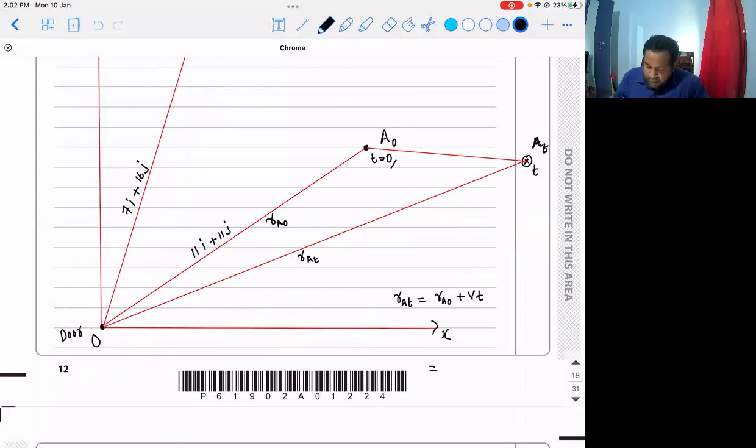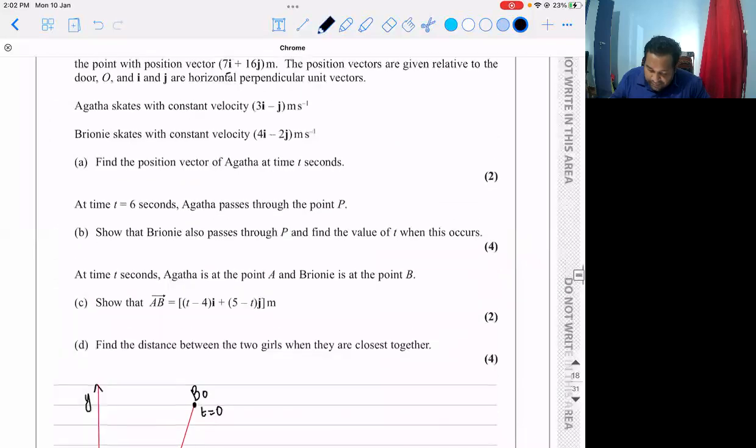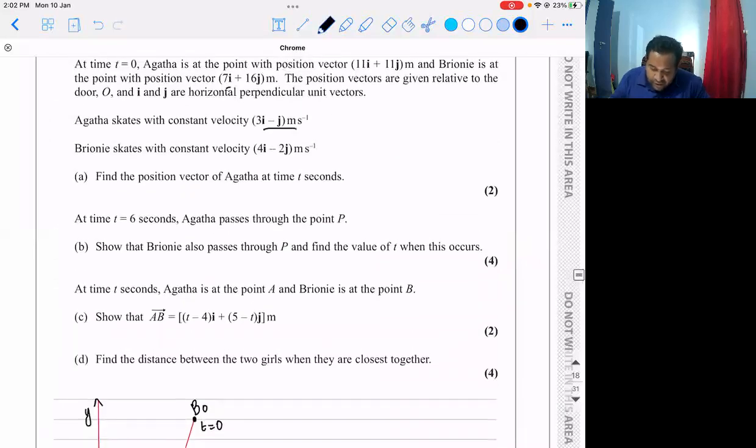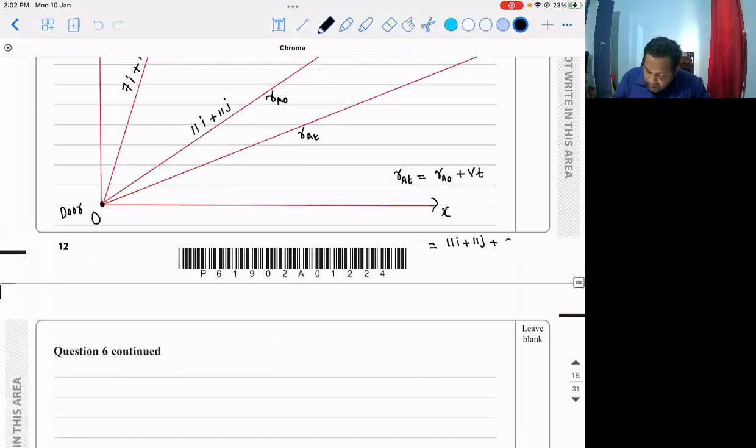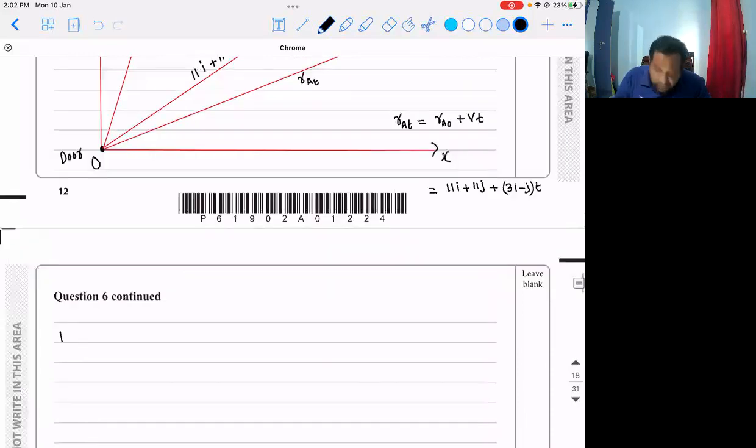It's a 2-mark question, right? So that is 11i plus 11j plus, what is the velocity of Agatha? That is 3i minus j, times t. So that is the answer for the first part. The new position vector of Agatha after t time is equal to 11i plus 11j plus (3i minus j) times t.